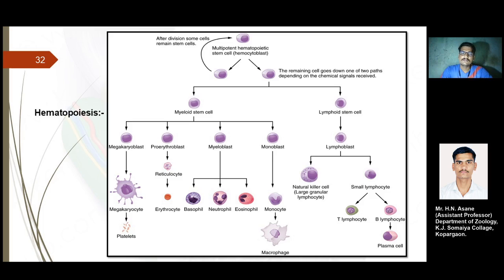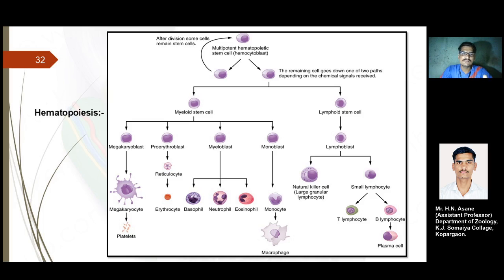The multipotent hematopoietic stem cells are known as the hemocytoblast. These cells get divided into two daughter cells. The first daughter cell again divides, or it remains as a stem cell for the production of the next cells, and the second daughter cell gets divided into two main types, the myeloid stem cells and the lymphoid stem cells.